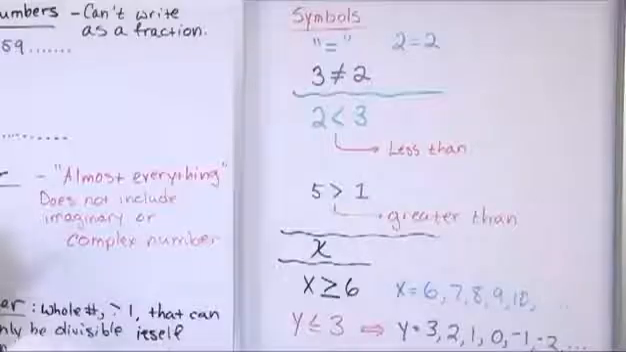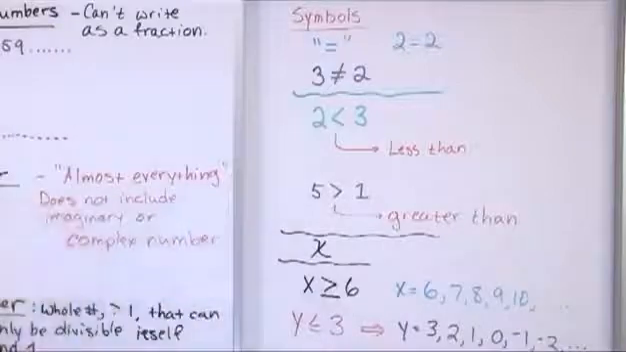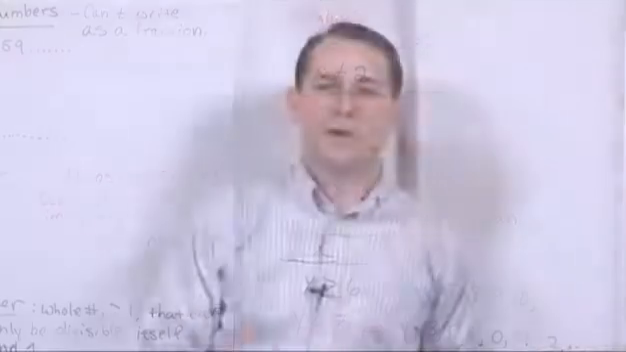So let's go ahead and erase the board and start actually graphing numbers on the number line. Okay, now we've done a lot in this section. We've talked about numbers. We've talked about categories of numbers, labels for these numbers. We've talked about symbols, greater than, less than, equal to. And we've kind of danced around the issue of a number line, but we've never actually drawn that. So that's what we're going to do now.